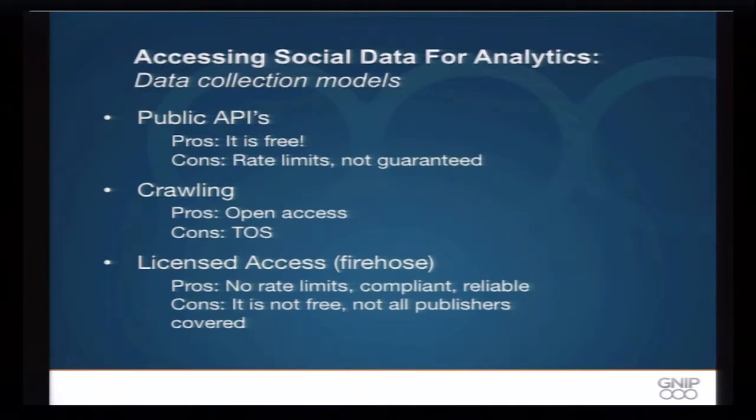The other type of access is a licensed arrangement. That's actually what we do at GNIP: we work with publishers to come up with ways to allow folks to come in and have licensed access. The pro of licensed access is that you don't have rate limits like you would find in the public APIs, where the networks limit the amount of data you can get or deplete the fidelity with which you can get the data with keywords and so forth.